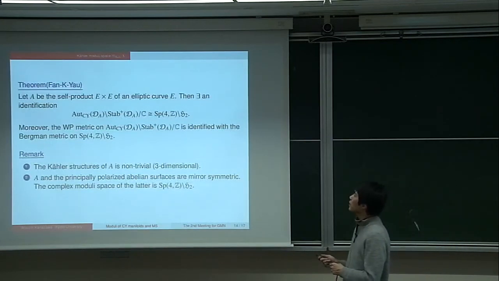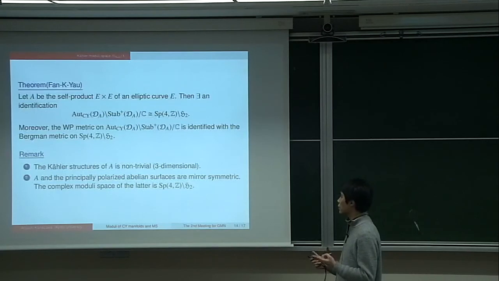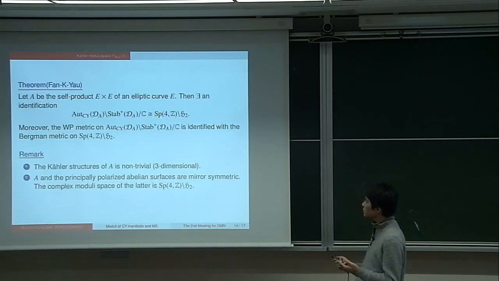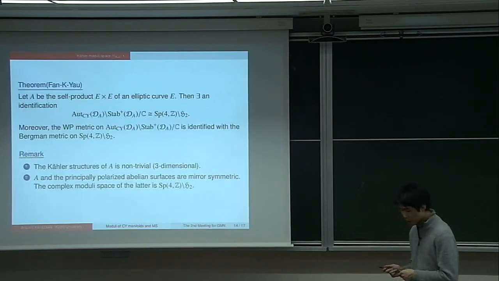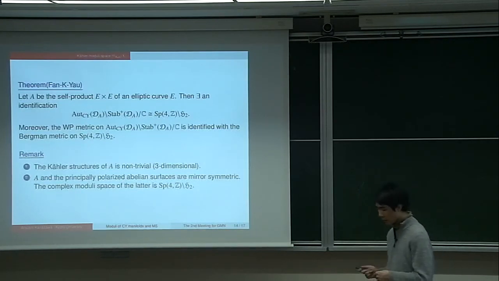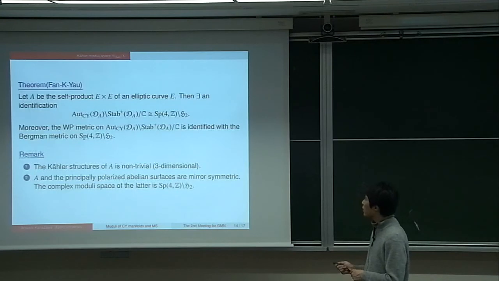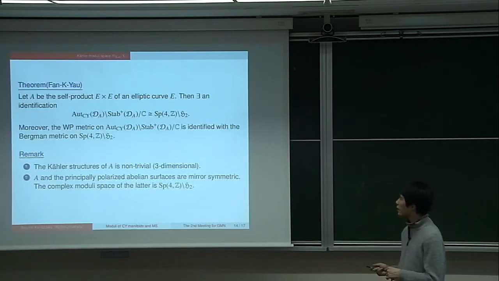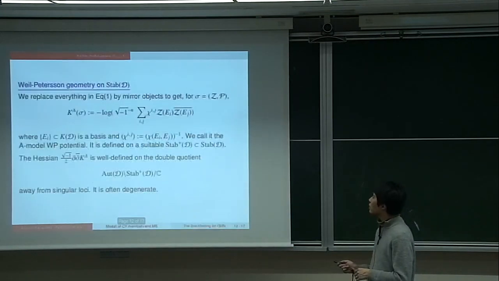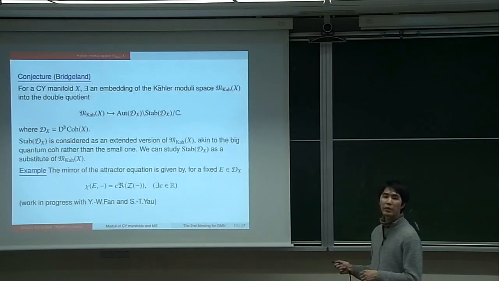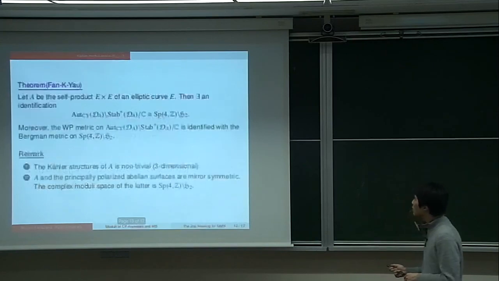The point of the theorem is that there are two parts. First, we need to identify the space with this one. This is basically Bridgeland's work; we closely follow his work. And the main point is just the identification of this metric. So in that case, this embedding is really an isomorphism, and nice.